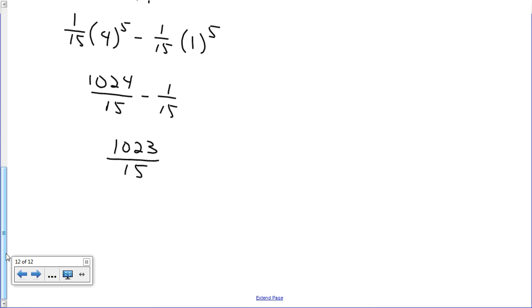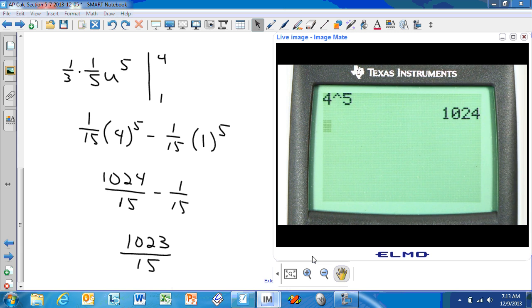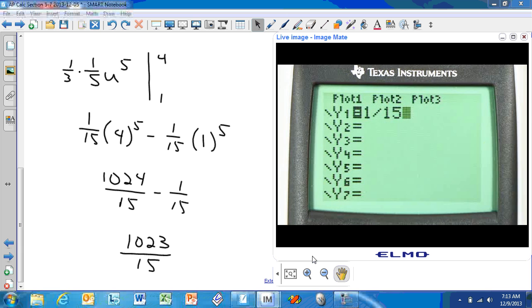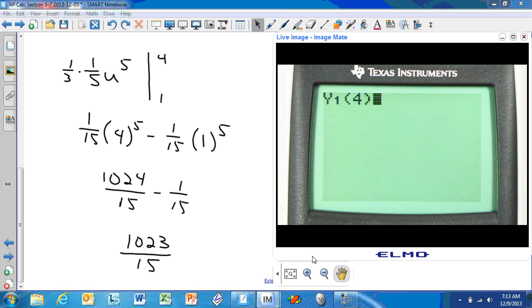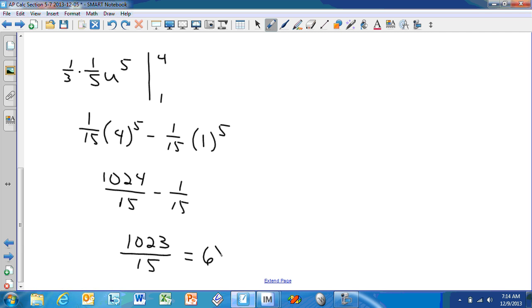In fact, sometimes it's nice to just simply put the antiderivative in your calculator. If I go to y1 and put in 1/15, and then x to the fifth was our antiderivative. And then on my home screen, I can just tell it to take y1 and evaluate it at the upper bound, minus y1 evaluated at the lower bound, and get 68.2. And you can check to make sure that the value we had written down there, 1023 divided by 15, is the same result, 68.2. I'll go ahead and write that down here, 68.2. You can write it either way, obviously. Okay. There is our variable substitution with a definite integral.